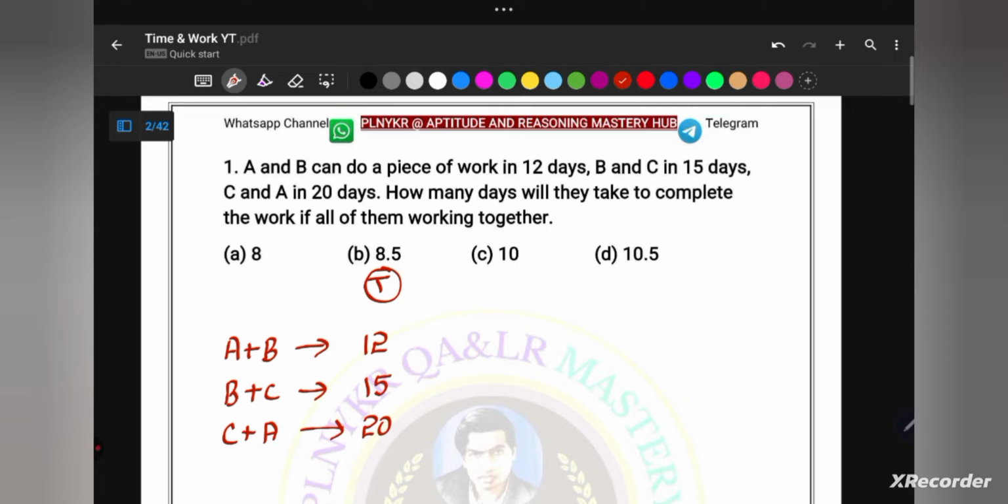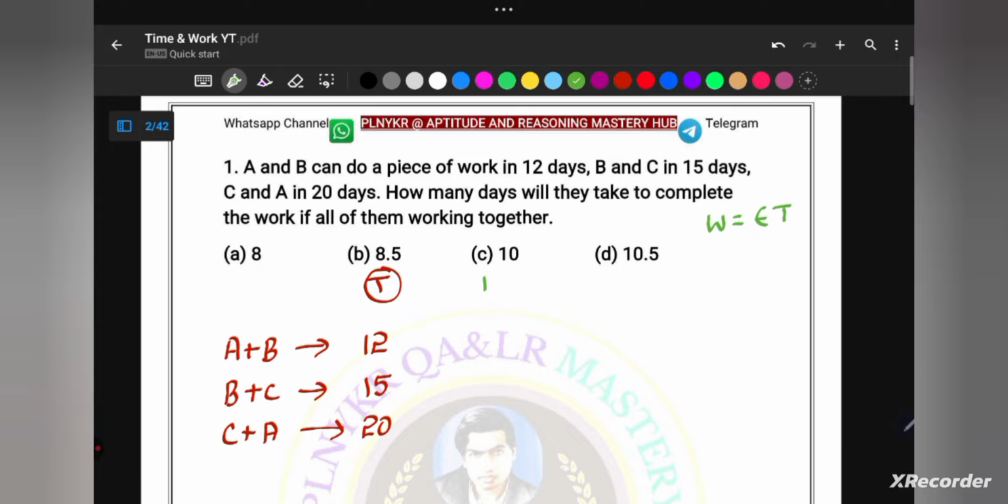Now they are working together. How much time is taken? As discussed earlier, don't add the time periods. First, we'll be finding the individual efficiencies. Then we'll be adding the efficiencies. What is the basic fundamental formula here? We know work will be equal to efficiency into time.